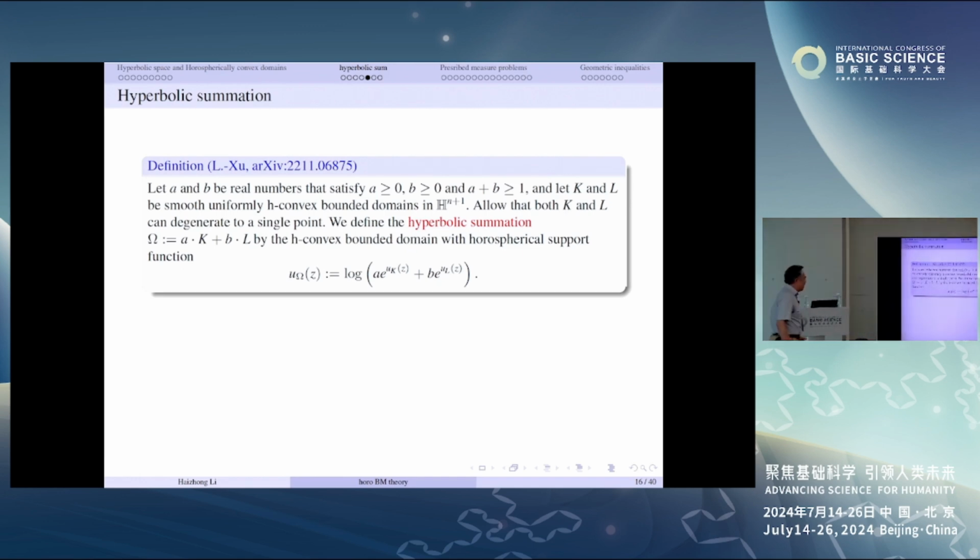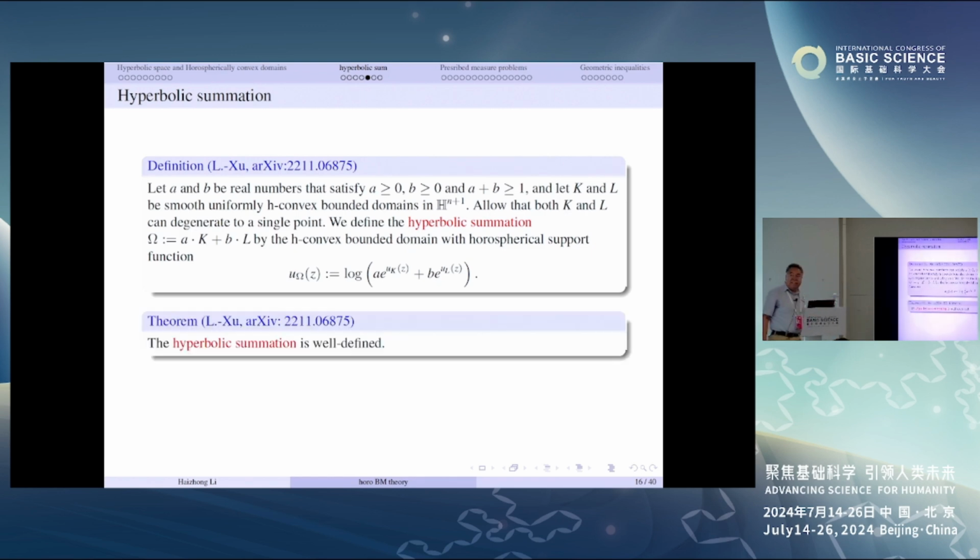Using the previous two support functions, we can define the new support function u omega, and given u omega, we can write down phi omega. u omega is defined as log of a e^{u_K} plus b e^{u_L}. This support function is defined on the unit sphere. We can check that the corresponding symmetric metric I just mentioned, A_ij, is positive. So under this condition, especially a plus b not less than 1, this support function determines one h-convex domain. This is for the smooth case. The pointwise definition doesn't care whether it is smooth or not. We can check this definition is well defined, meaning this support function really corresponds to one h-convex domain.